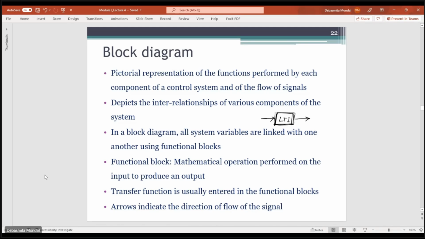This functional block shows the mathematical operation that is being performed on the input. If you have input X and output Y, the mathematical operation performed on the input to provide the output is given by this block. Usually in a block diagram, the transfer function is entered in this functional block, and each block is associated with the input flow of the signal as well as the output flow of the signal.